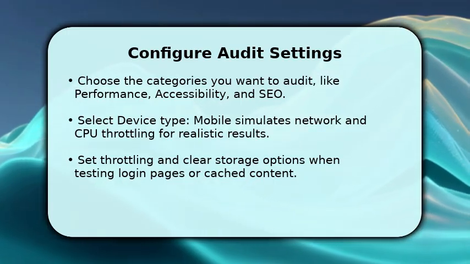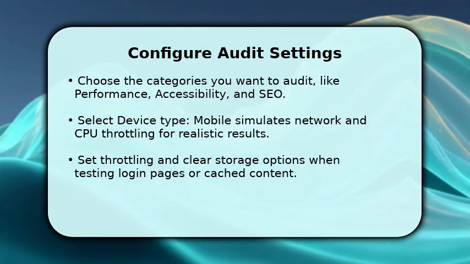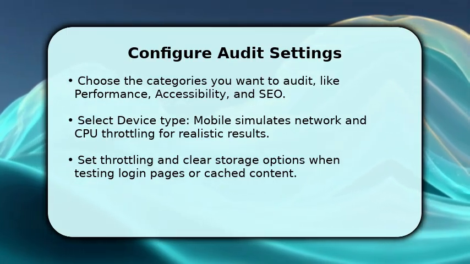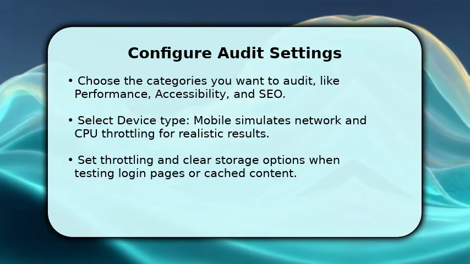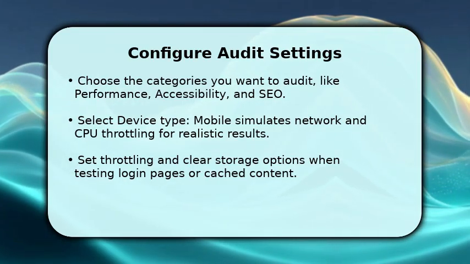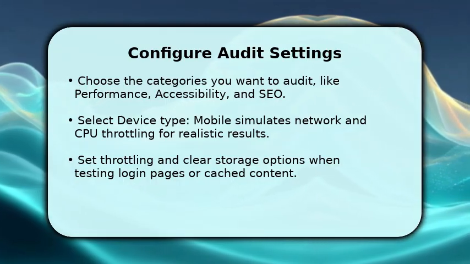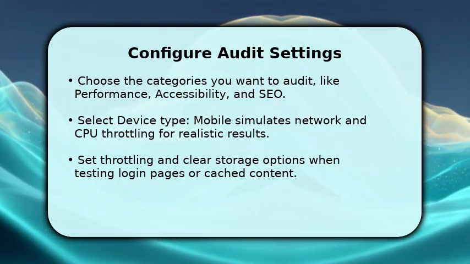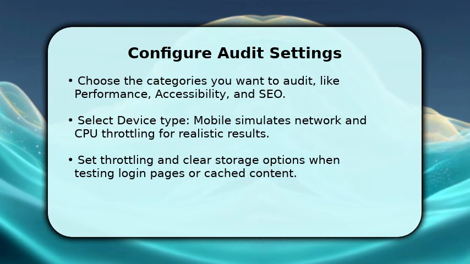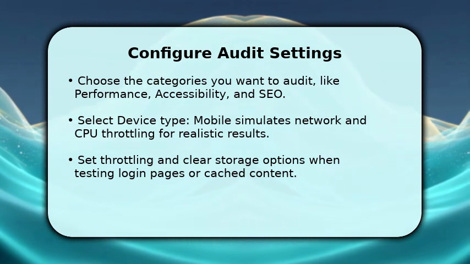Select device type. Mobile simulates network and CPU throttling for realistic results. If you test authenticated pages, enable clear storage and sign in before running. Set throttling and clear storage options when testing login pages or cached content. Keep a consistent baseline and document settings for reproducible comparisons across runs.